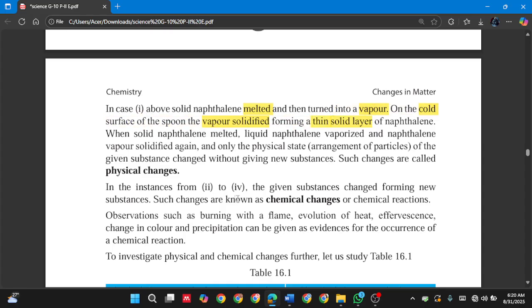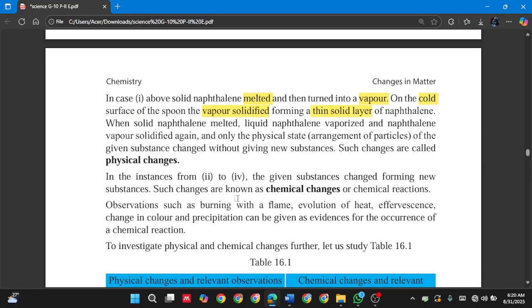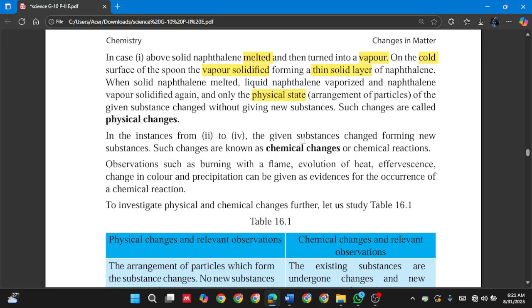Okay, solid naphthalene melted, liquid naphthalene vaporized, and naphthalene vapor solidified again. Only the physical state changed. So only the physical state of the given substance changes without giving a new substance. Such changes are called what? Physical changes. You already know these things. We have discussed them in earlier grades, but here we are going to discuss it again.